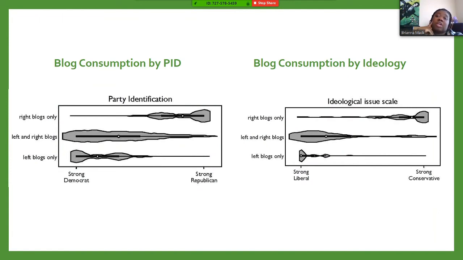So, of course, we were talking about blog consumption by party ID. We find that, in terms of ideology, if you're a strong liberal, you're far more likely to actually consume both left and right blogs. Similar for party ID, strong Democrats are more likely to consume both left and right blogs as opposed to Democrats. But ultimately, in terms of party ID, strong D's and strong R's are more likely to consume, but with strong Democrats consuming a little bit more.